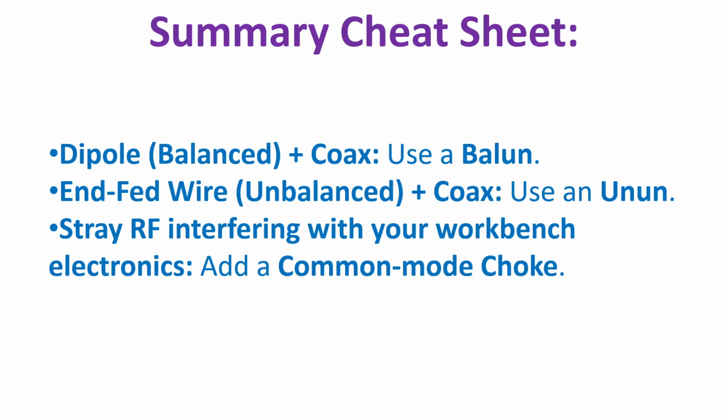To summarize: a dipole, which is balanced, and coax use a balun. An end-fed wire, which is unbalanced, plus coax use an unun. Stray RF interfering with your workbench electronics, add a common mode choke.